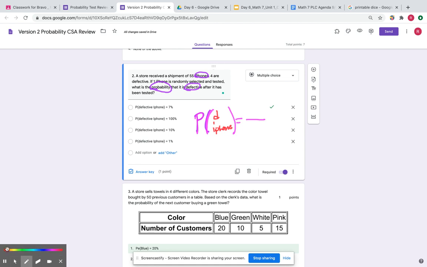Okay, I hope you were able to have a chance to fill in that fraction. So the number of defective iPhones goes on top. So we have a number of 4 defective iPhones. So I'm writing the number 4 on top. The bottom number is related to the total amount of outcomes, or total amount of whatever we're talking about. And we have a total of 55 iPhones. So the probability of getting a defective iPhone is 4 out of 55.